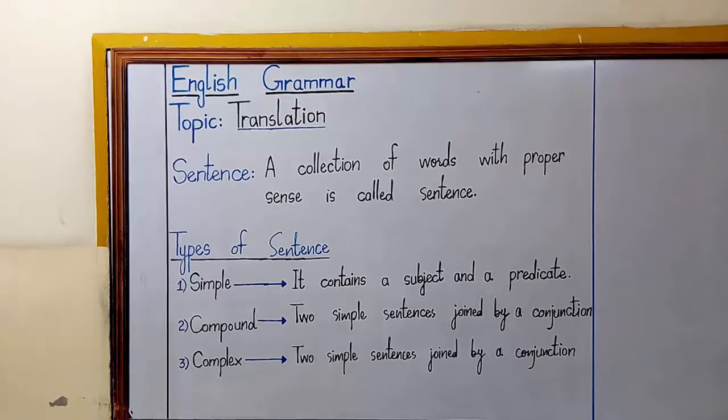So when we are talking about 2 simple sentences joined by a conjunction, it means 2 individual simple sentences. One simple sentence with a subject and a predicate, and the second simple sentence with a subject and a predicate. When these 2 simple sentences are joined by a conjunction, it is called a compound or a complex sentence. If 2 simple sentences joined by a conjunction can be called compound and complex both, then what is the difference between these 2? Let's take a look at this.